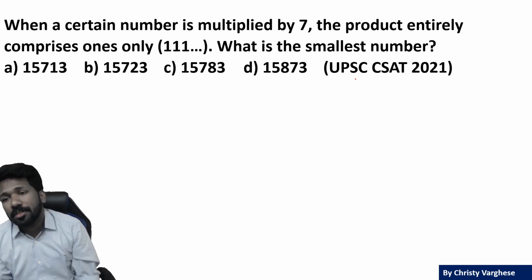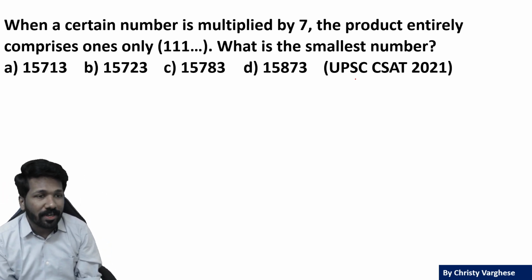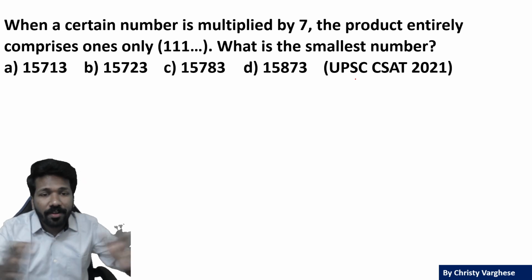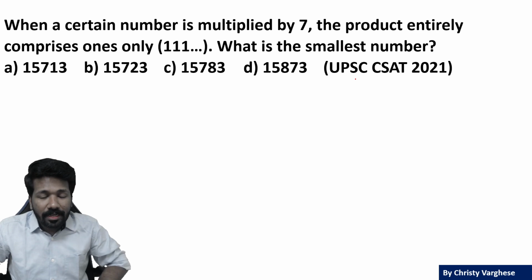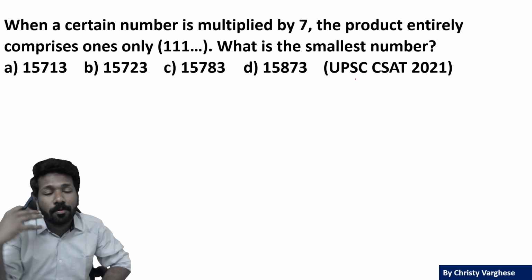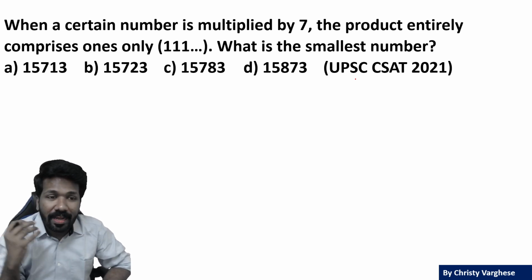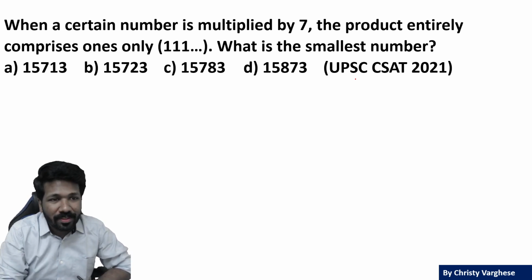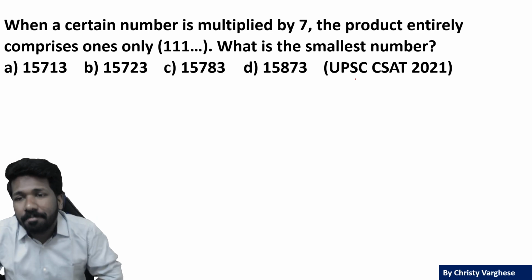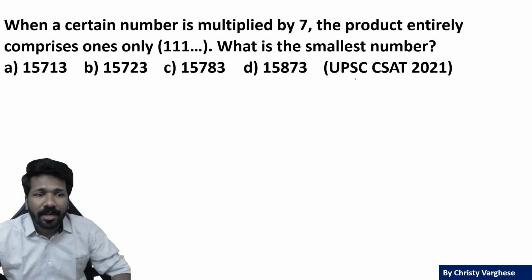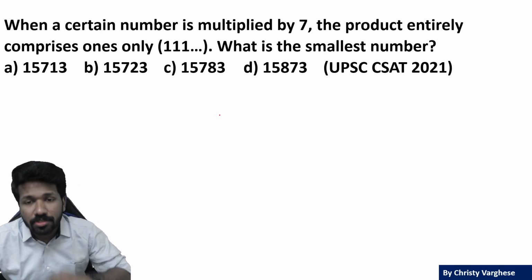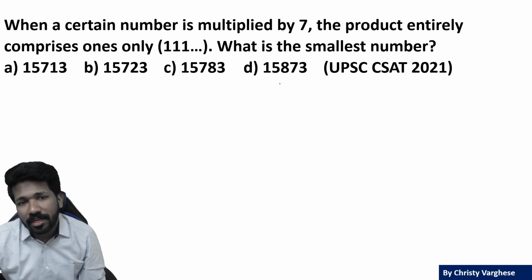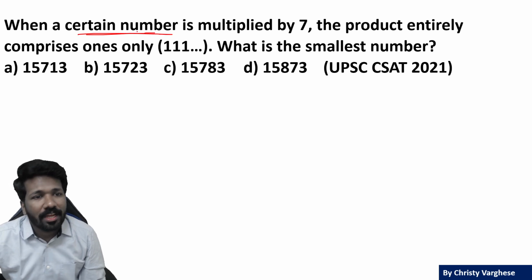This is a question asked in UPSC CSAT 2021. From number system, I am taking questions from different chapters so that you understand that the rejection approach is very possible for many chapters, and that is how you can make more questions easy and faster to do. When a certain number is multiplied by 7, the product entirely comprises only ones, 1, 1, 1, 1. How many ones we don't know. What is the smallest number? So we need to find that certain number.